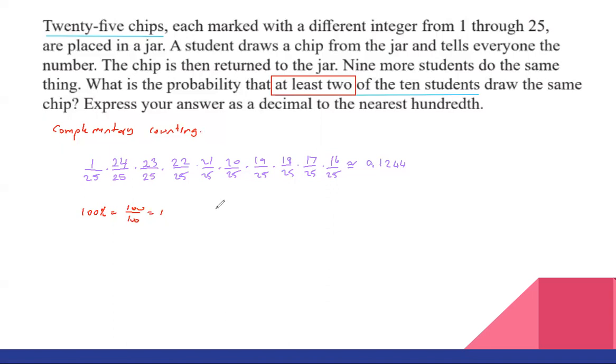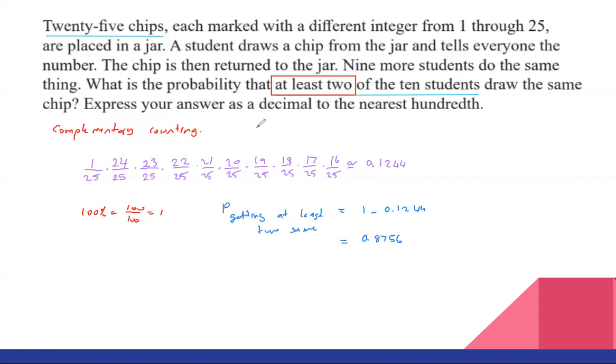So let me write that. The probability of getting at least two the same number is 1 minus this number, 0.1244. If you do this, I guess we will get 0.87. And we are looking for the nearest 100, so maybe I need to write a few more digits just to make sure I'm not getting something wrong. So this is approximately my answer, right?